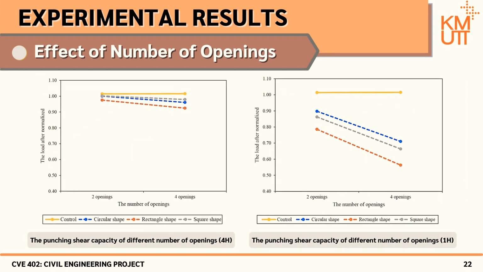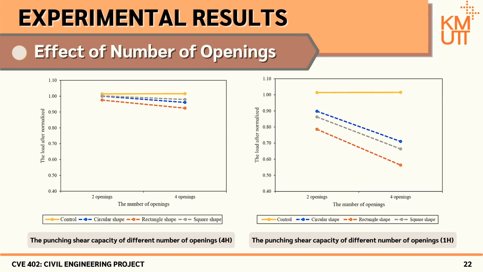Focusing on the effect of the number of openings, the maximum punching shear failure load of each specimen is plotted in both figures based on the number of openings, 2 openings and 4 openings. In both figures, it can be seen that the punching shear capacity of all specimens decreased as the number of openings increased.